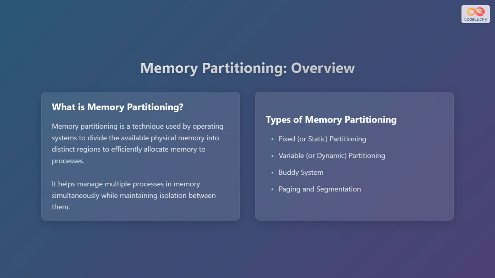Let's start with an overview of memory partitioning. Memory partitioning is a technique used by operating systems to divide the available physical memory into distinct regions. The goal is to efficiently allocate memory to different processes. This division helps in managing multiple processes in memory at the same time, while ensuring that they remain isolated from each other. There are several types of memory partitioning.